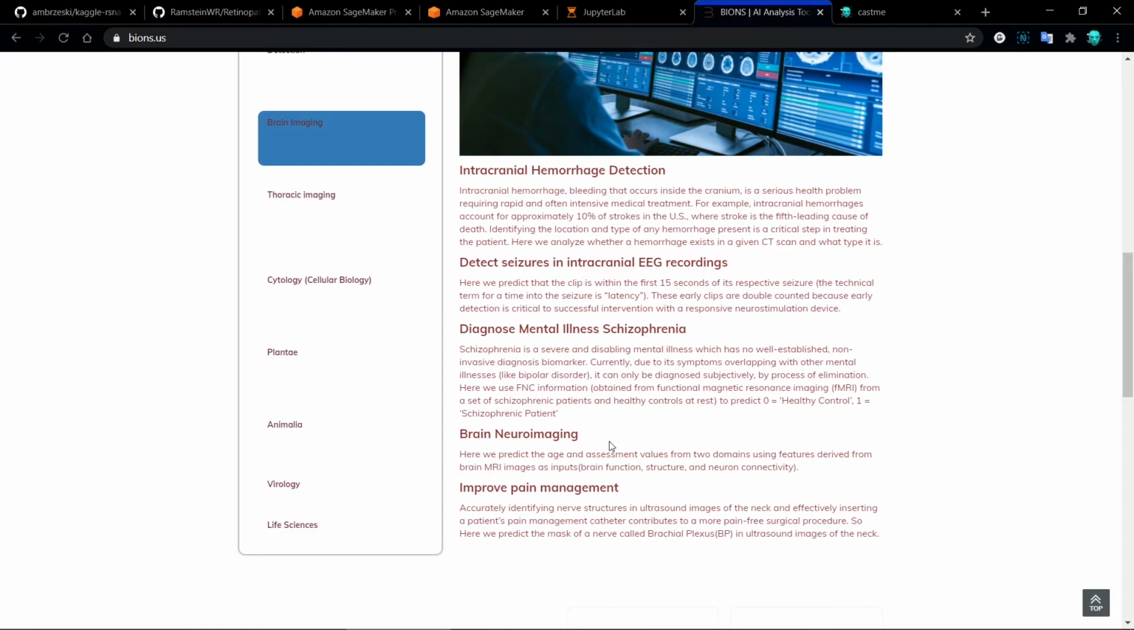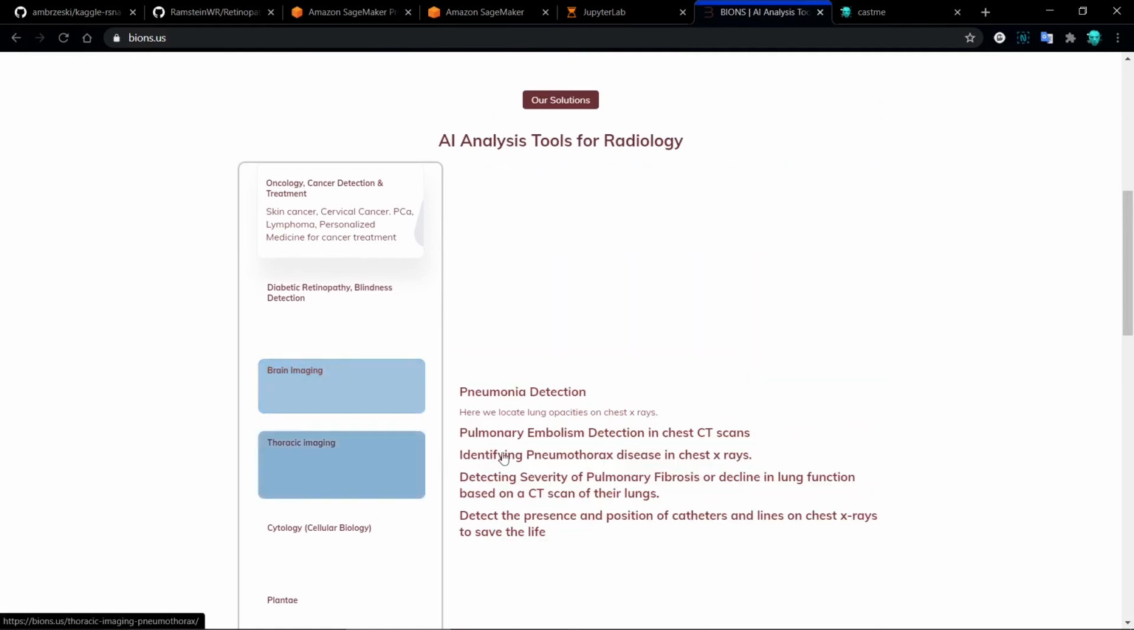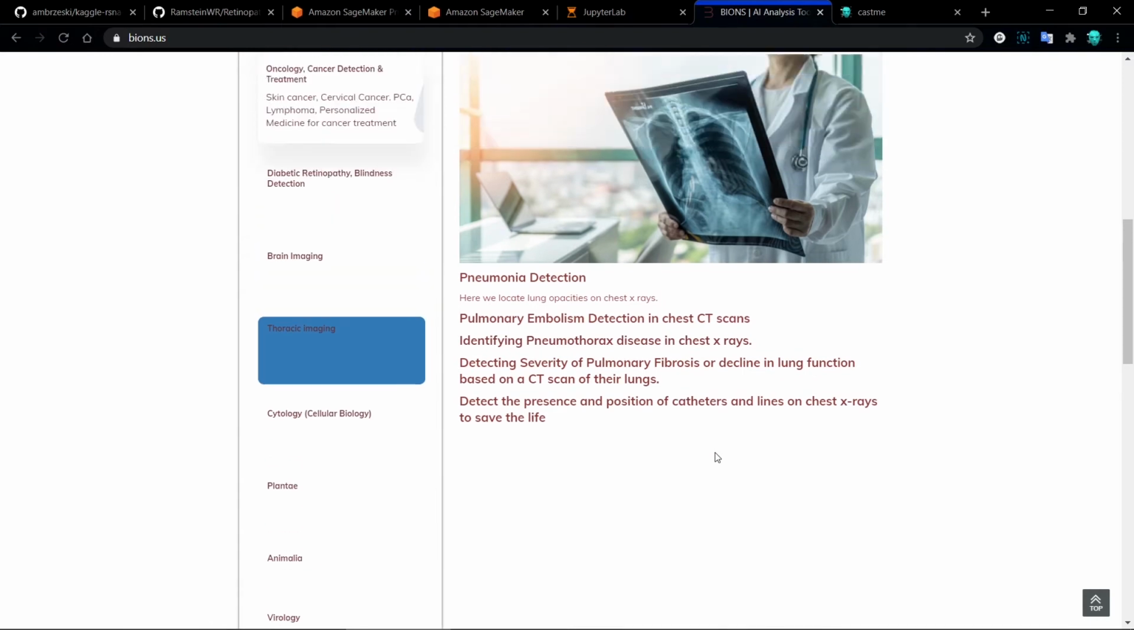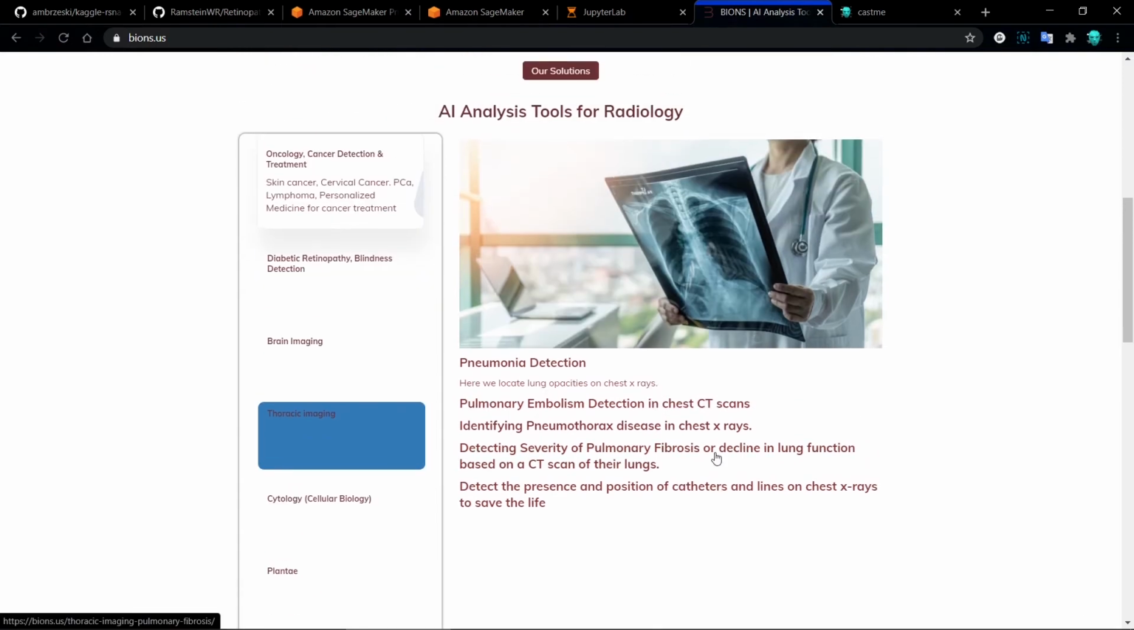Let's go over thoracic imaging, which is a major part of the research. COVID-19 will also come in this case, but we have created a class for COVID-19 under virology. Yes, COVID-19 will be in that.